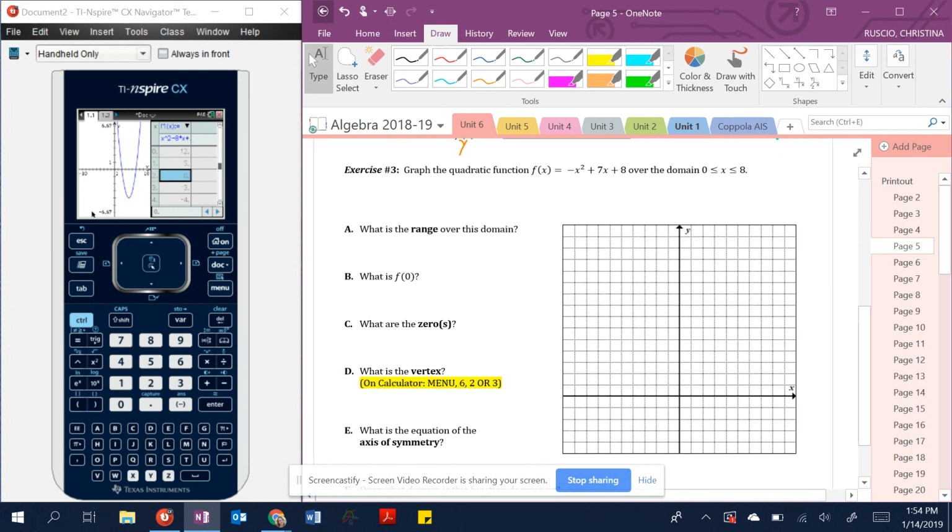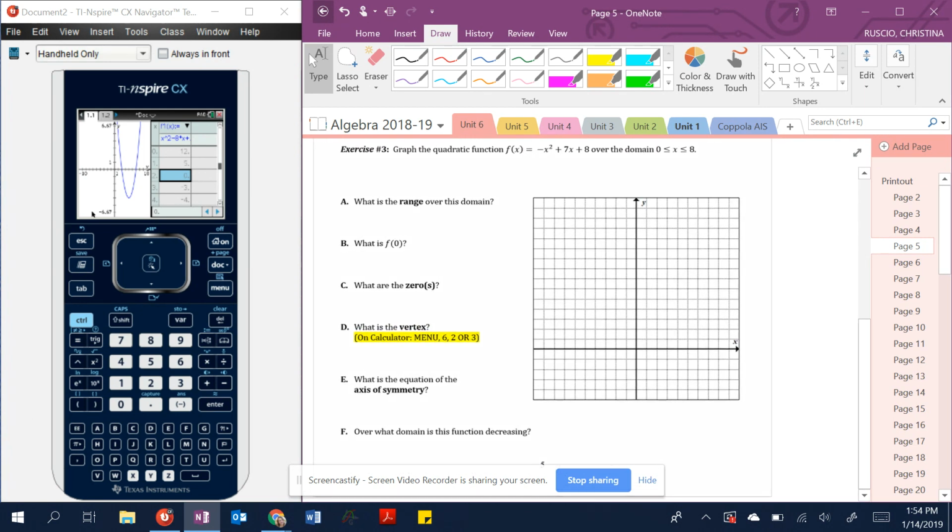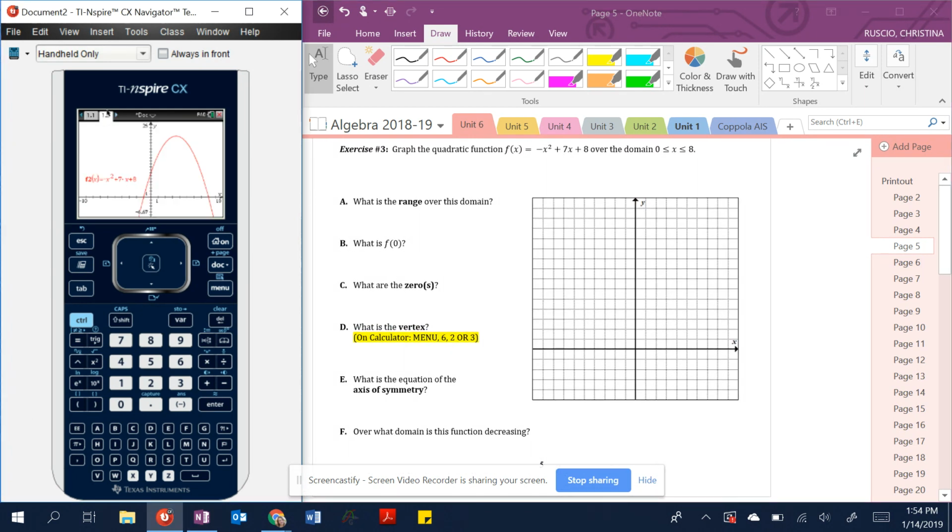All right, exercise 3. Last problem. They want us to graph it, which I did. Check it out. I had to change around my axis, all my scales. You are going to do that too when you graph this on your calculator with me. They want us to graph it over this domain. So hold the phone. We don't have to graph this like over here or over there. We only have to graph it from 0 to 8.